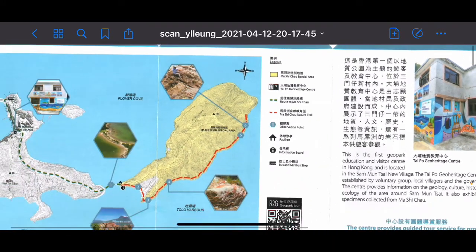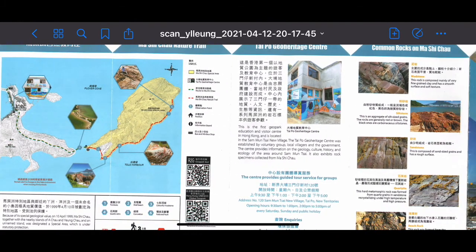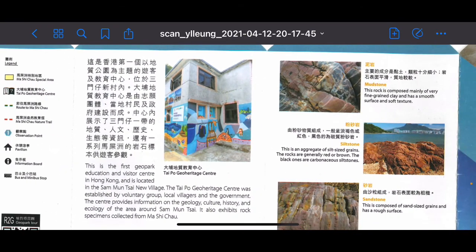Indeed, most of the things here are not very large scale, but it's really worth having a look. And if you have time, you can go here. But sadly, when I went there, this center was closed because of the COVID situation.